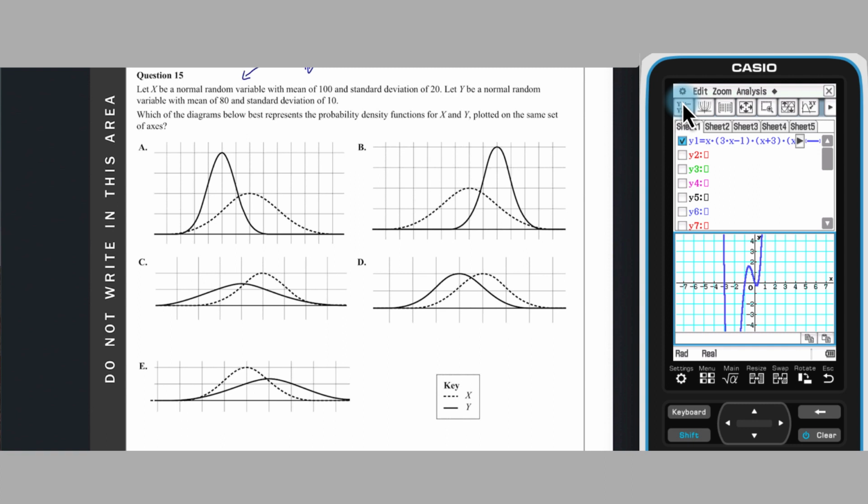Question 15 asks us to match one of these 5 diagrams to distributions x and y. As the mean of x is greater than the mean of y, the peak of the dotted curve will lie to the right of the peak of the solid curve, and so we can eliminate options B and E. As the standard deviation of x is greater than the standard deviation of y, the dotted curve will appear wider than the solid curve, which is only the case in diagram A.